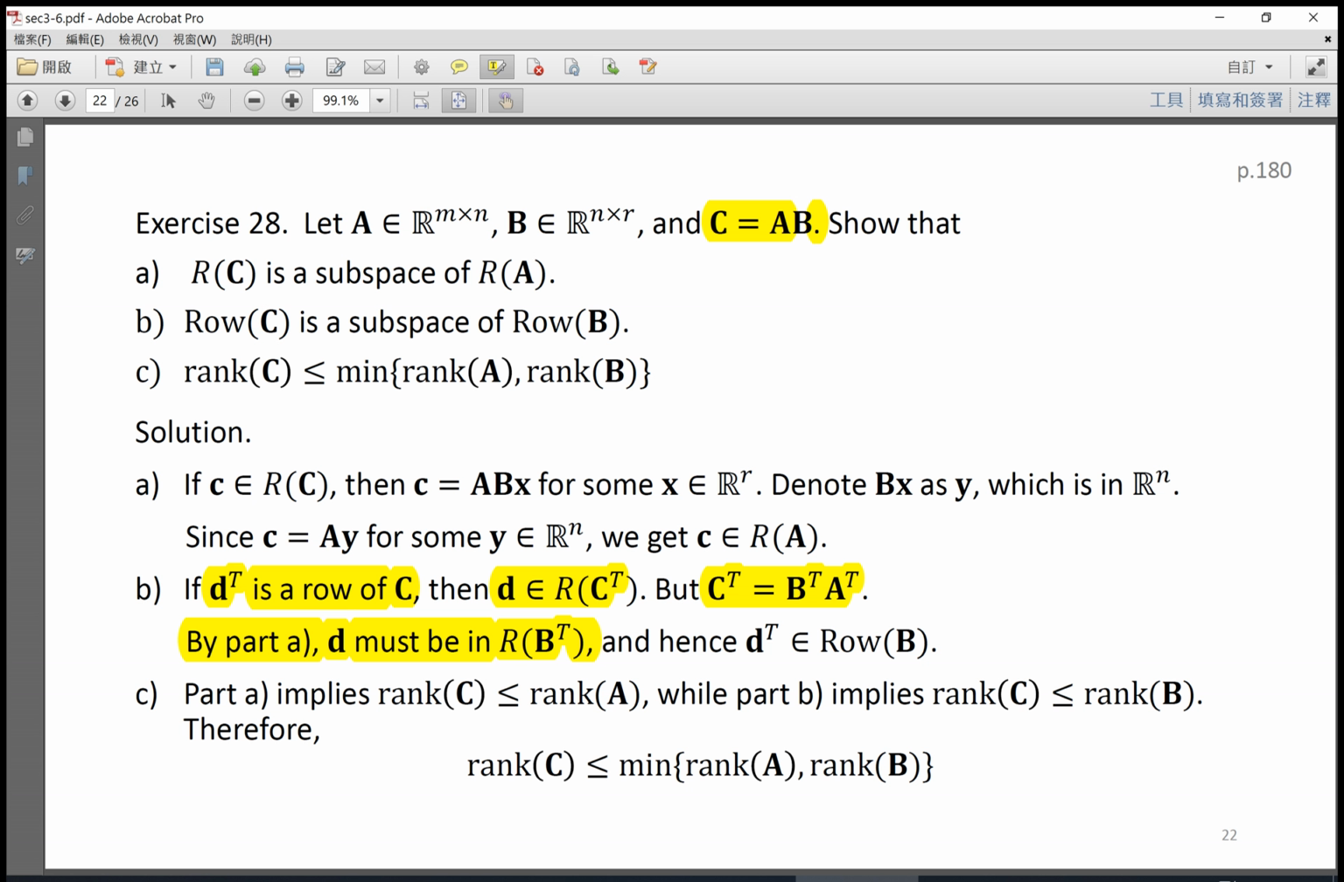And from this condition, we know d transpose belongs to the row space of B, since every column of B transpose is a row of the matrix B. Now we have proved that if d transpose belongs to the row space of C, then d transpose also belongs to the row space of B. Hence, we have shown the row space of C is a subspace of the row space of B.